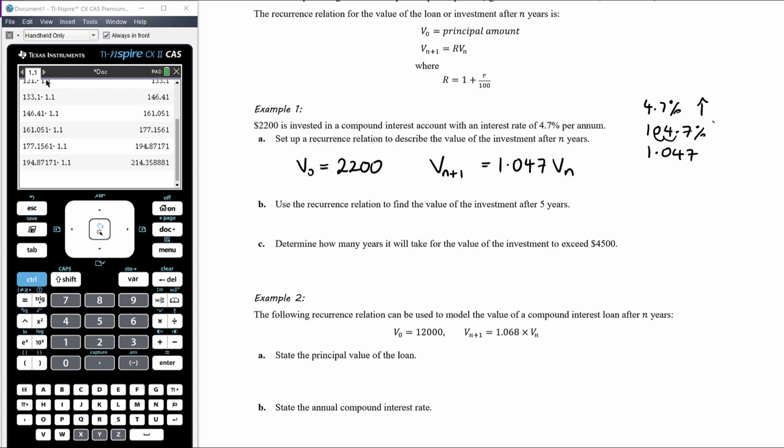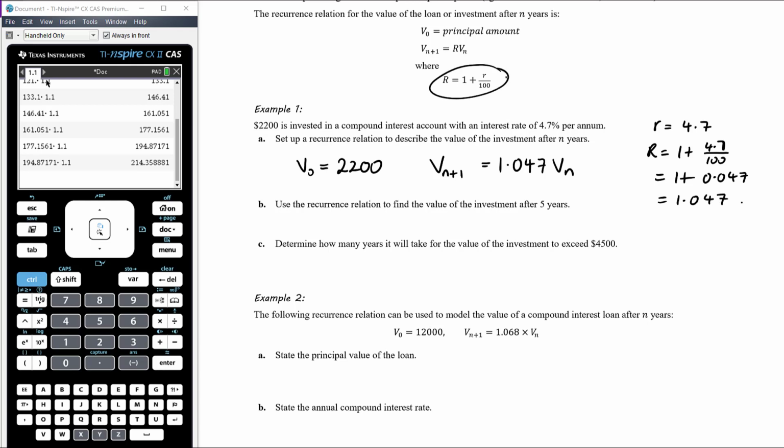As I said, if you need the formula to work out that capital R value, that's fine. So in this case, lowercase r is 4.7, capital R is 1 plus 4.7 over 100, which is 1 plus 0.047, which is 1.047. Okay, so that is utilising this rule here. Use the recurrence relation to find the value of the investment after 5 years.